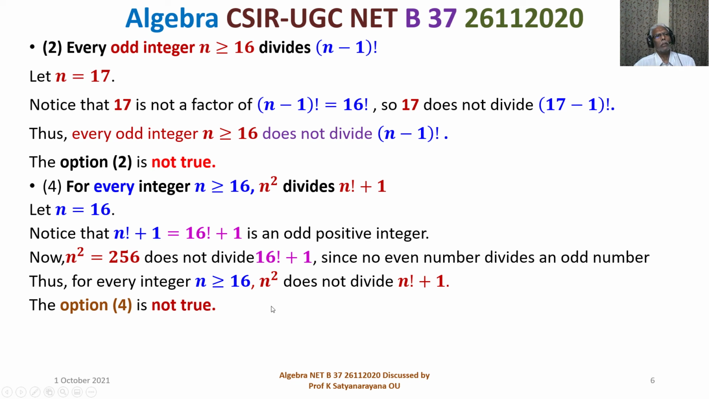So we have ruled out options 1, 2 and 4 as not true. Therefore, option 3 is true. The answer is option 3. However, we have proved option 3 in the general situation also in the earlier slides. So that is the discussion of the solution of the problem from algebra which appeared in the CSIR UGC NET examination under section B, for 3 marks, and only one answer is true.